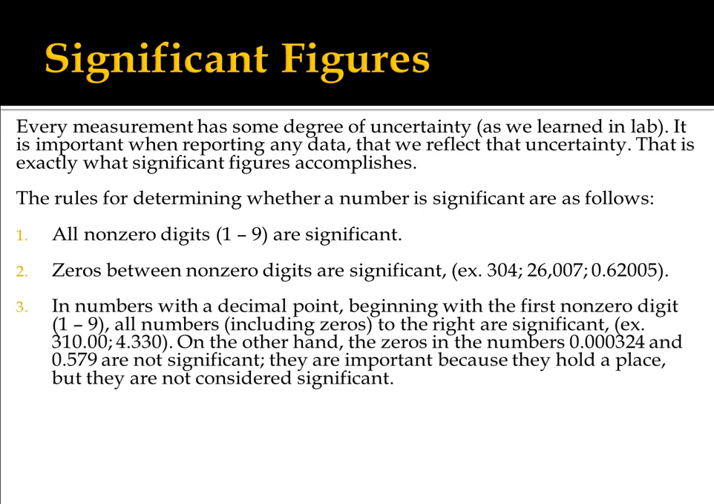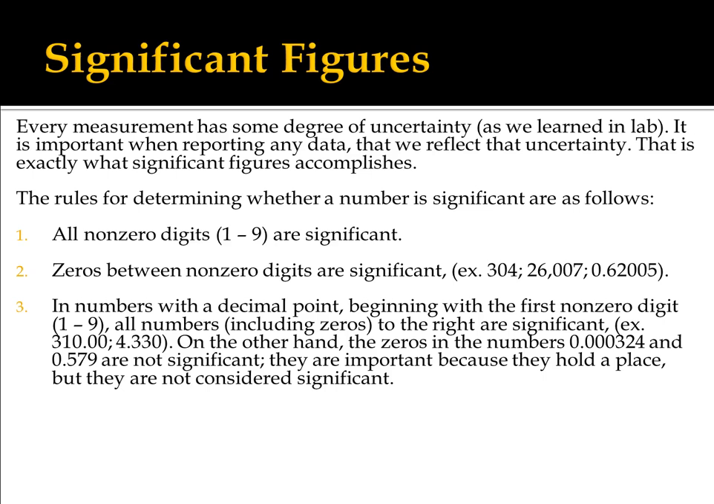In numbers with a decimal point, beginning with the first non-zero digit, those numbers between 1 through 9, and all numbers including zeros to the right of the decimal point are considered significant. And if you look at that value of 310.00, what that 0.00 tells us is that whatever measuring device was used to make that measurement, it had graduated lines up to the 10th level, and that last zero was estimated.